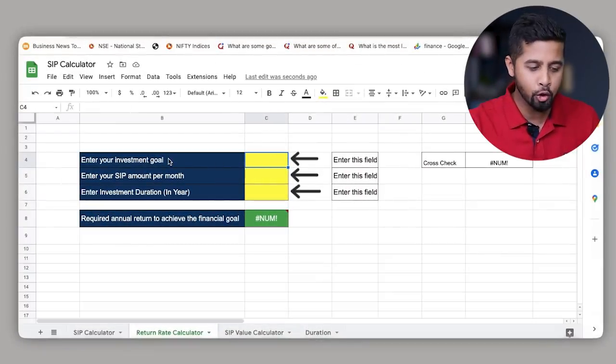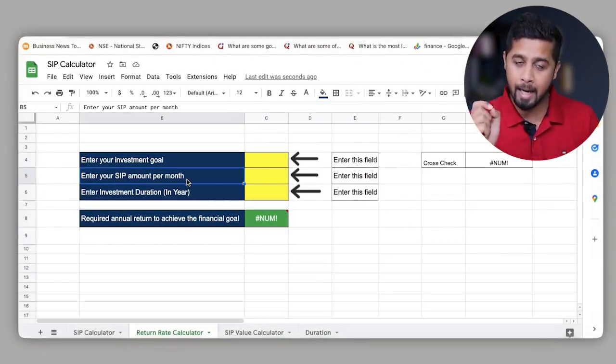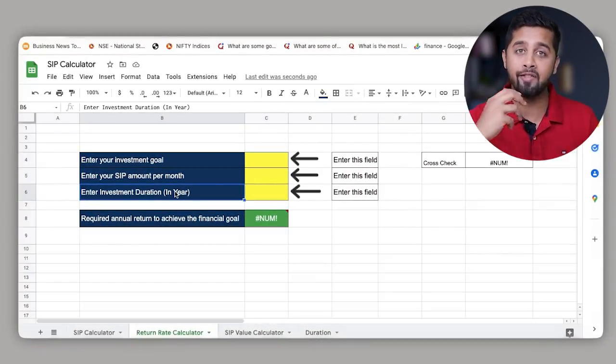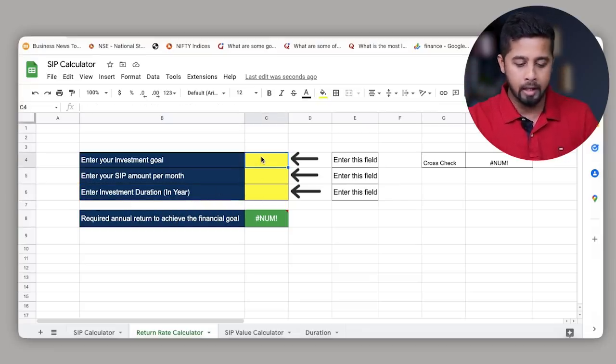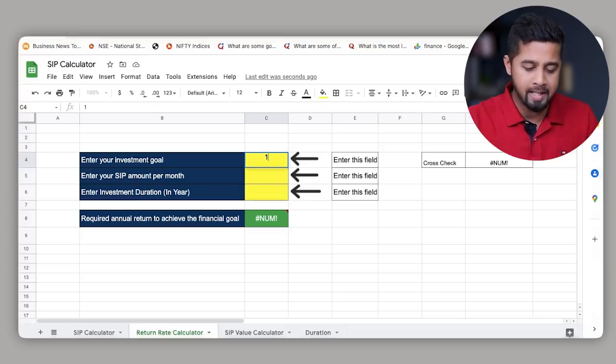So in the first case, you know your investment goal, you know the SIP amount per month and you know the investment duration. And you want to know what annual return you would need to achieve your financial goal. So the investment goal is 10 crore rupees, let me enter that.